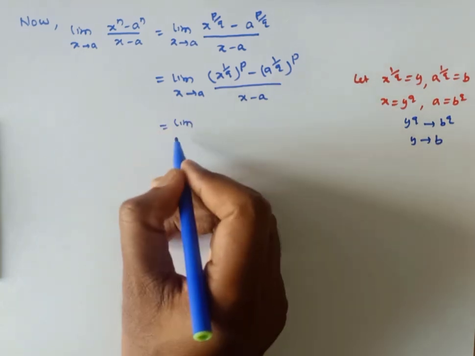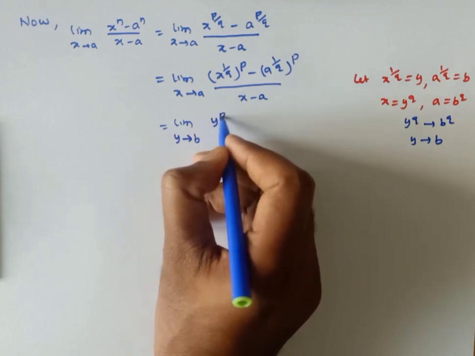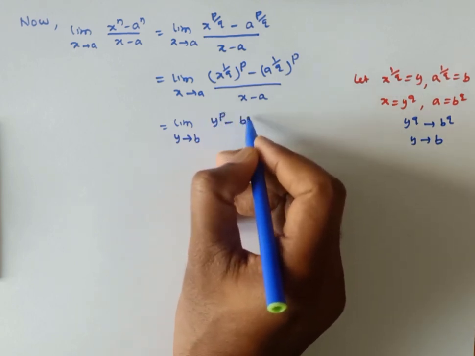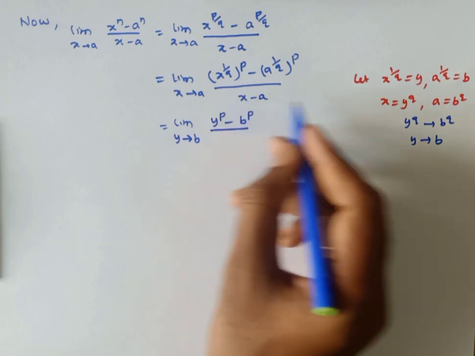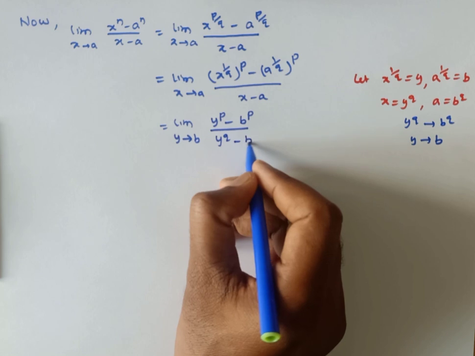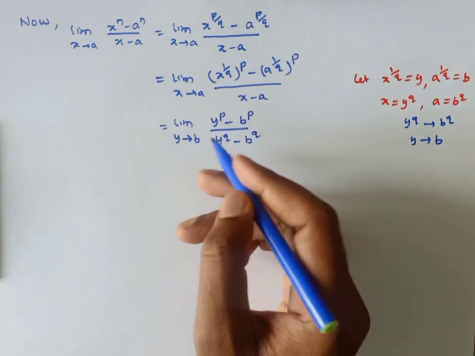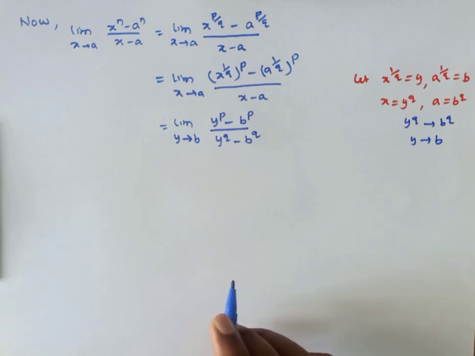So converting totally to y, this is y tends to b. Now it is y to the power of p minus b to the power of p, divided by y to the power of q minus b to the power of q. But we have a formula only for x power n minus a to the power of n by x minus a, where n is a positive integer or a negative integer.